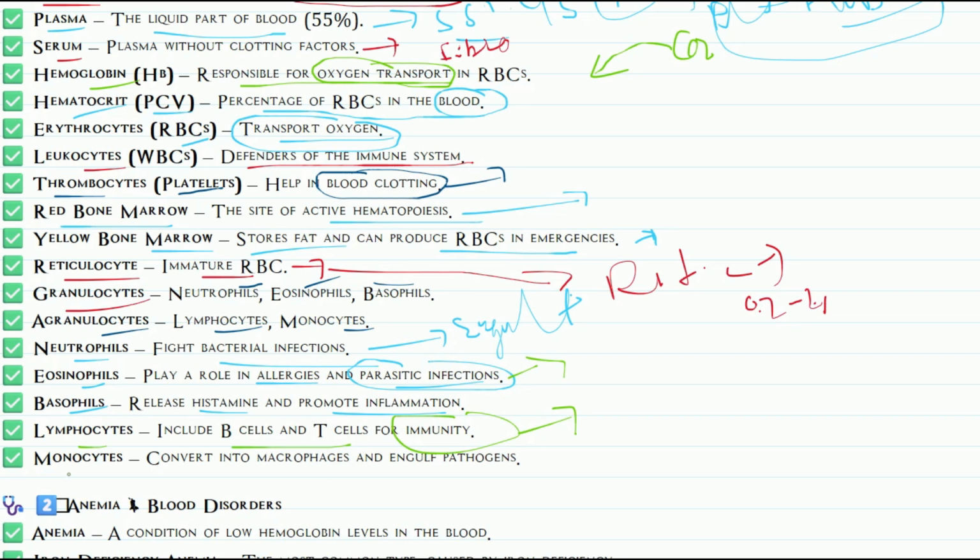Another WBC we have is the monocyte. This is a large one. One important thing about monocyte, this is a large one, it converts into macrophage and engulfs pathogens. When the monocyte is present in the bloodstream, it is known as a monocyte, but when it enters some tissue, it becomes a macrophage, right? So it becomes a macrophage, and it also helps in engulfing pathogens. It directly engulfs, or we can say eats, the pathogens and protects our body.